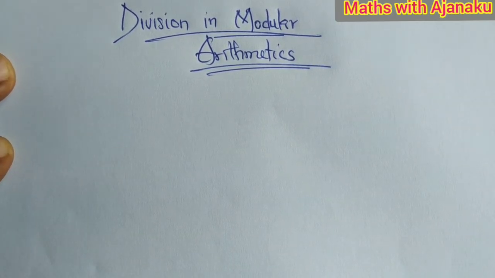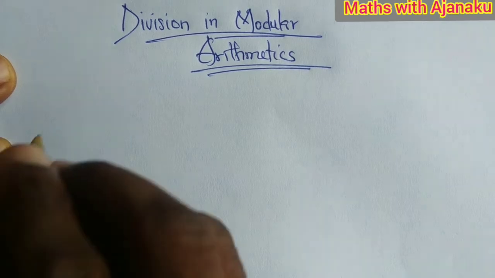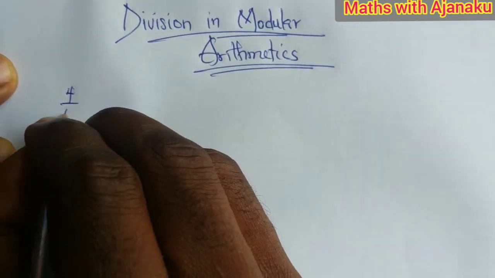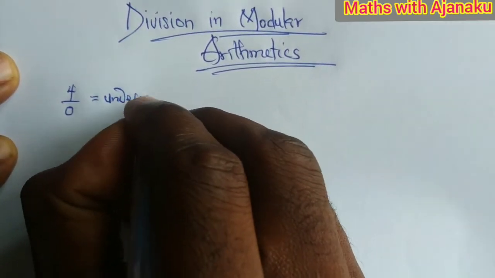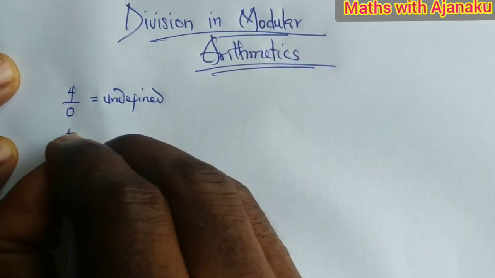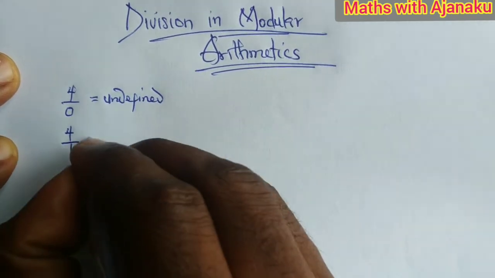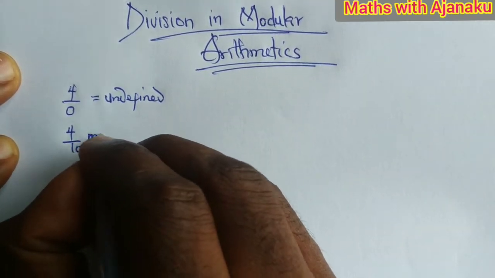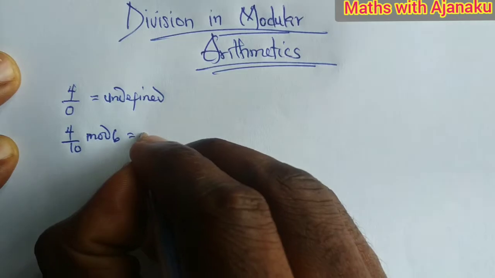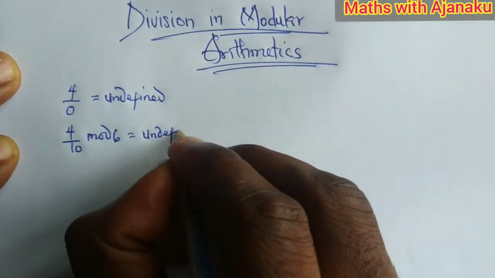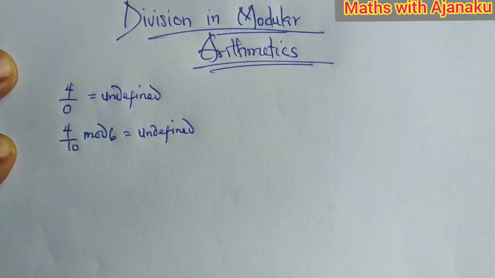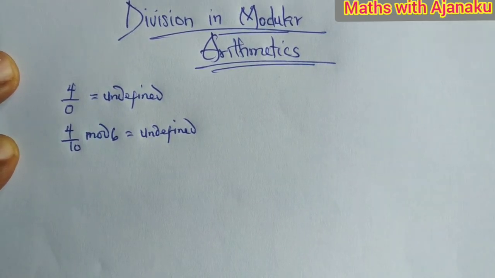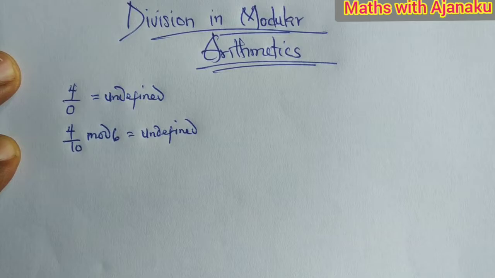For instance, in normal arithmetic, 4 over 0 equals undefined. Likewise, 4 over 10 is undefined in modulo 6, except by some manipulation which we shall soon get to see. Let's solve the following examples for better understanding.